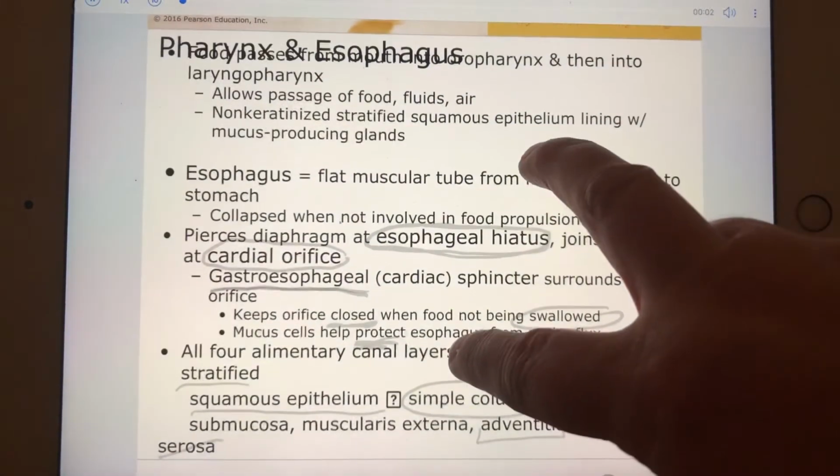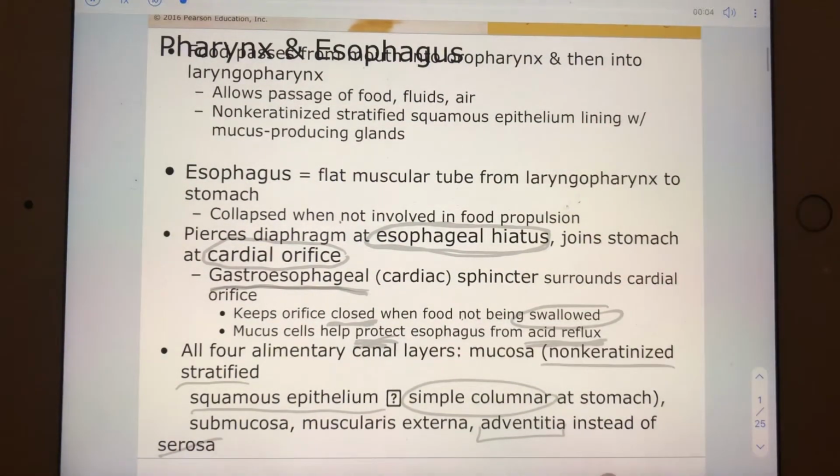More Part A of Chapter 23. I'm looking at Slide 2. We're ready to start talking about the pharynx and the esophagus and the process of swallowing, which is also called deglutition.